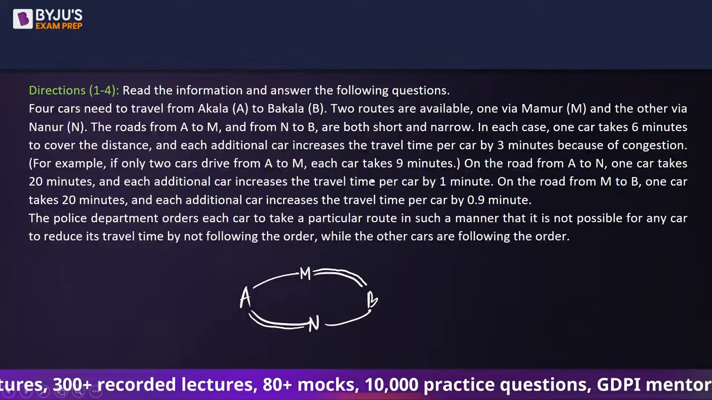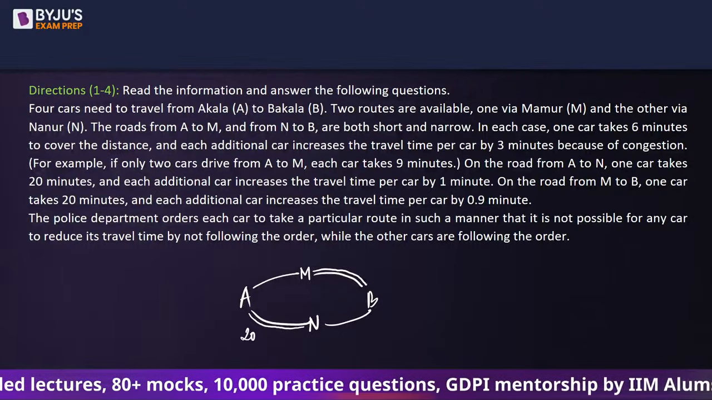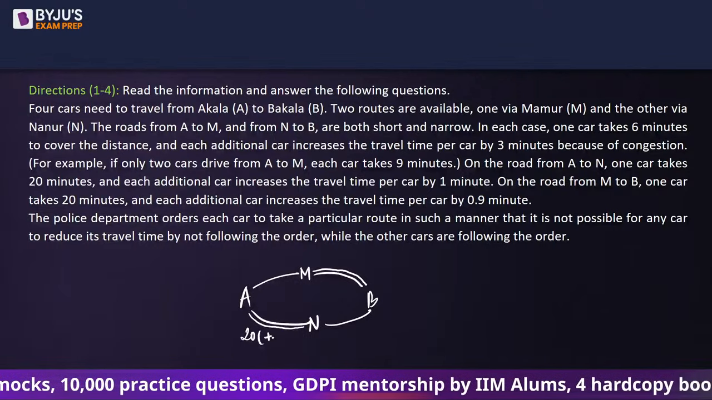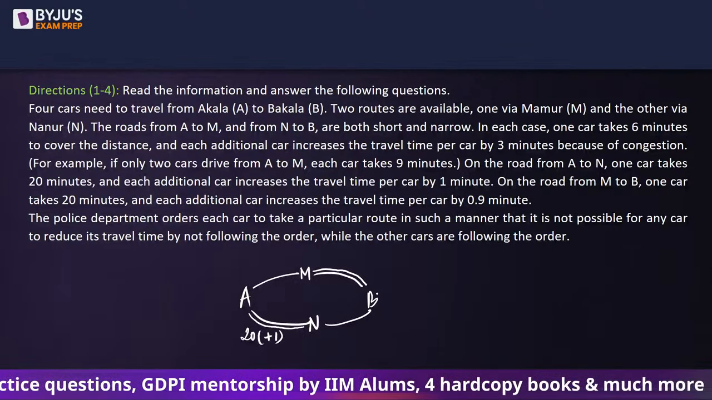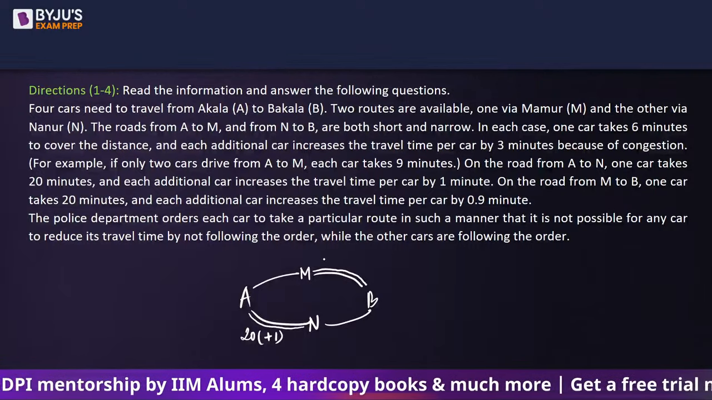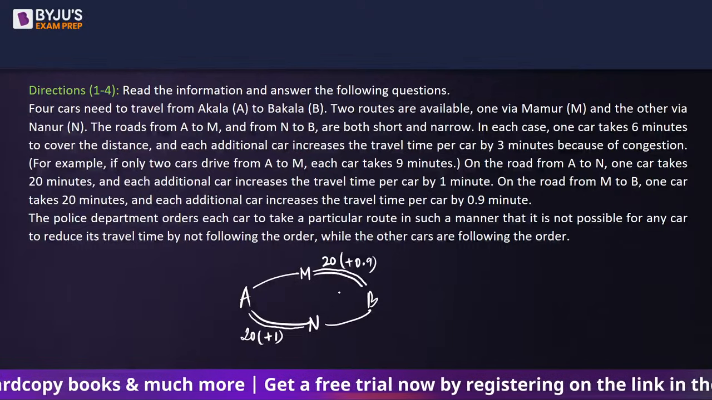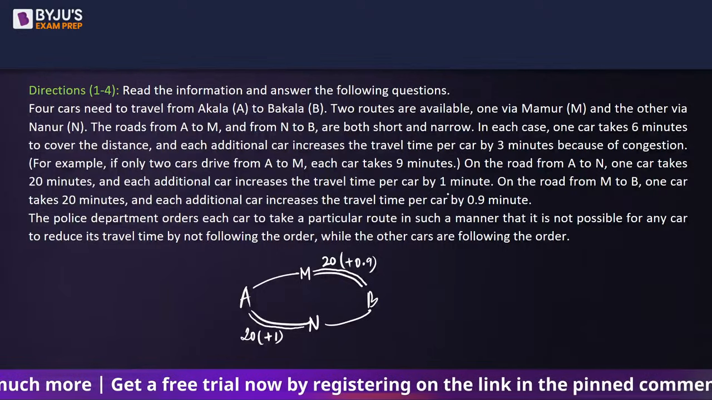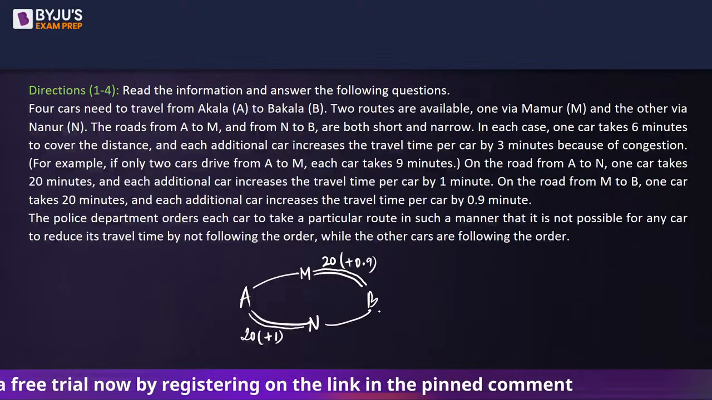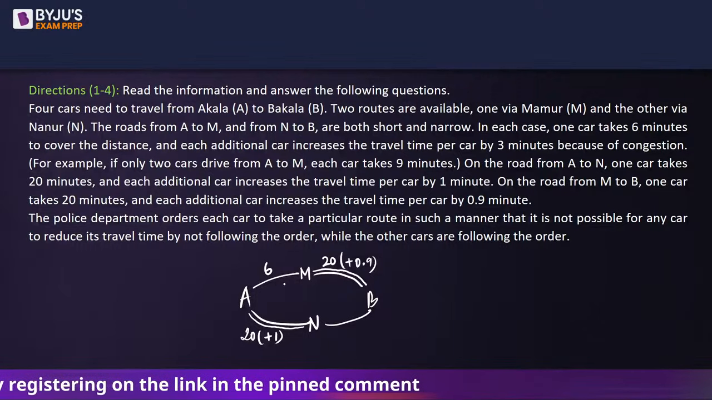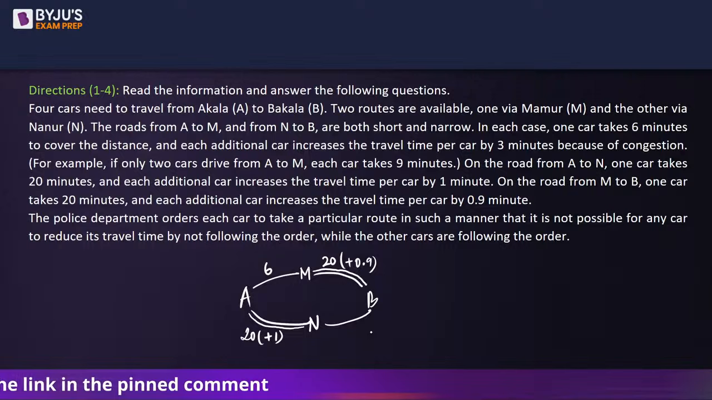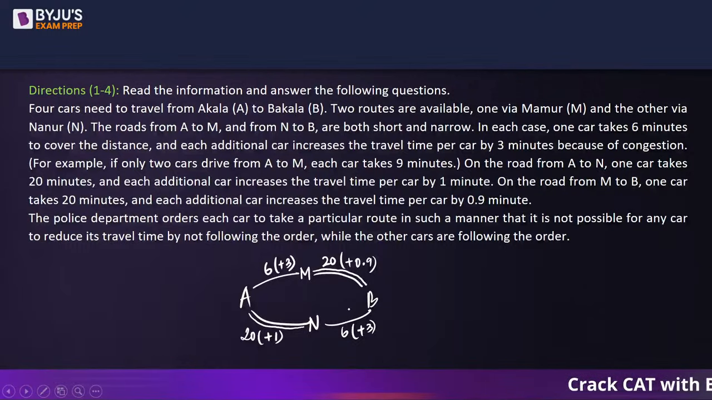On the road from A to N, one car takes 20 minutes and each additional car increases the travel time by 1 minute. On the road from M to B, one car takes 20 minutes and each additional car increases it by 0.9 minutes. And in each case, meaning we are talking about AM and NB, one car takes 6 minutes, and because of the congestion, there is an increase of 3 minutes for each additional car on these two parts of the route.